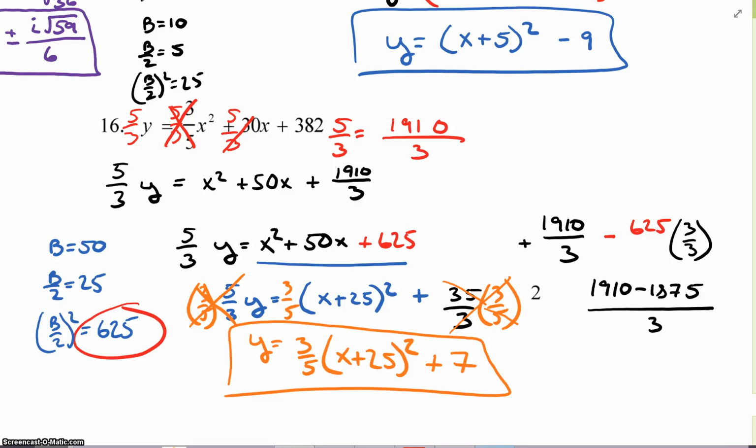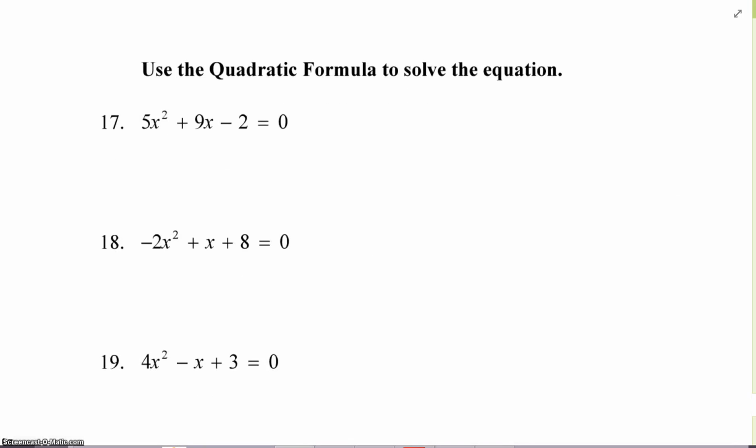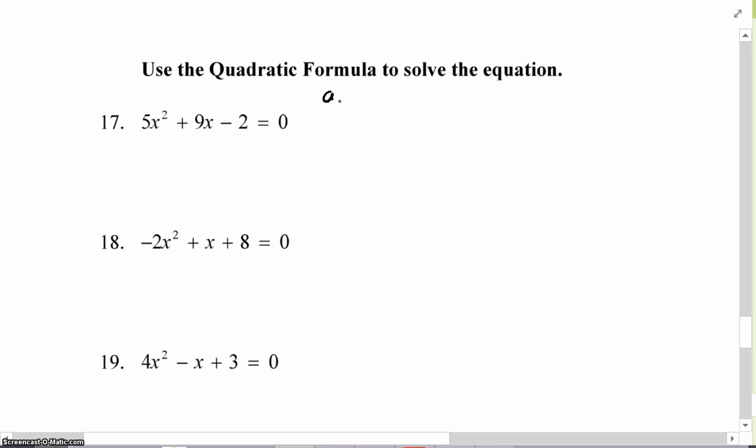Okay, so that works. And again, you can double check your a values from the initial equation to the one you ended with to make sure it matches, and it does. All right, number 17, use the quadratic formula to solve the equation. First step, make sure it's in standard form. My a value is 5, my b value is 9, and my c value is -2.